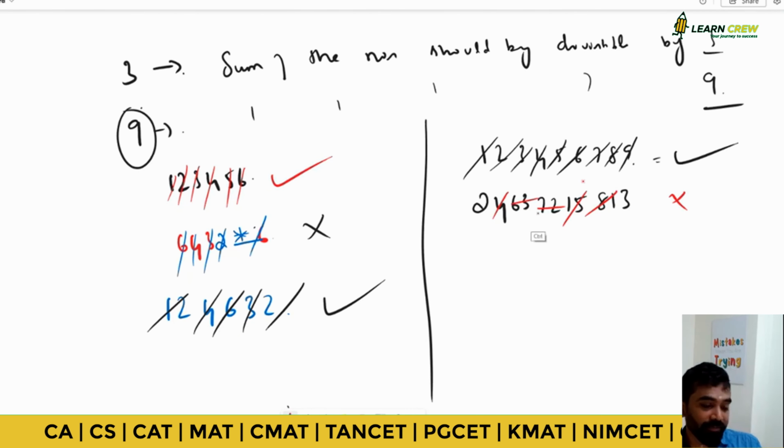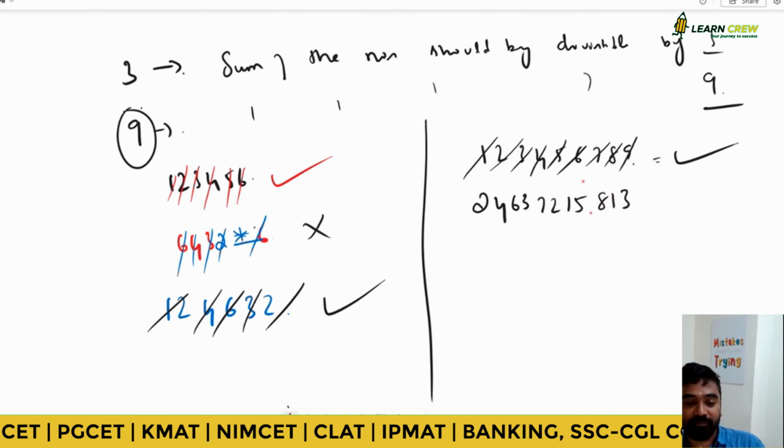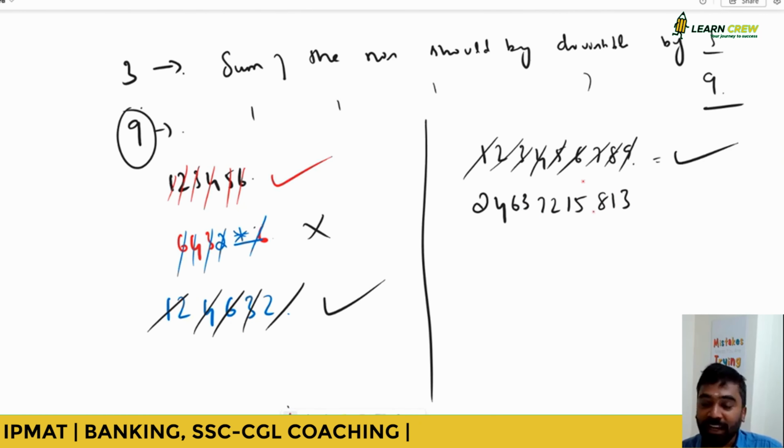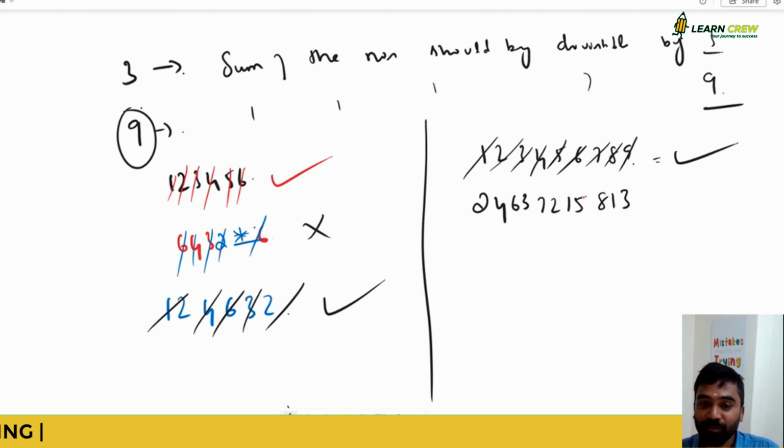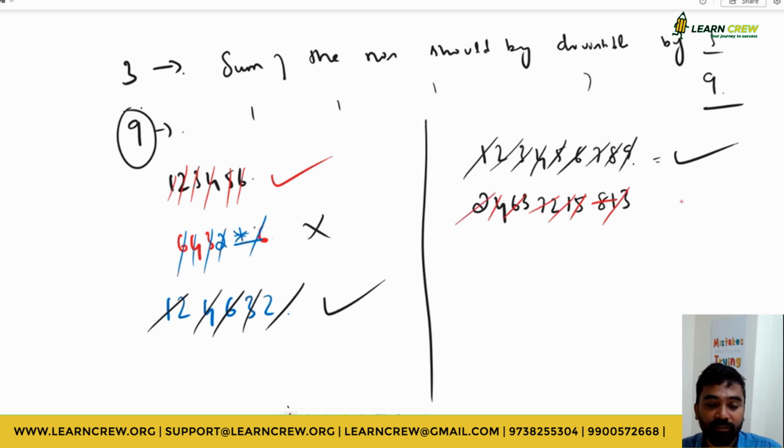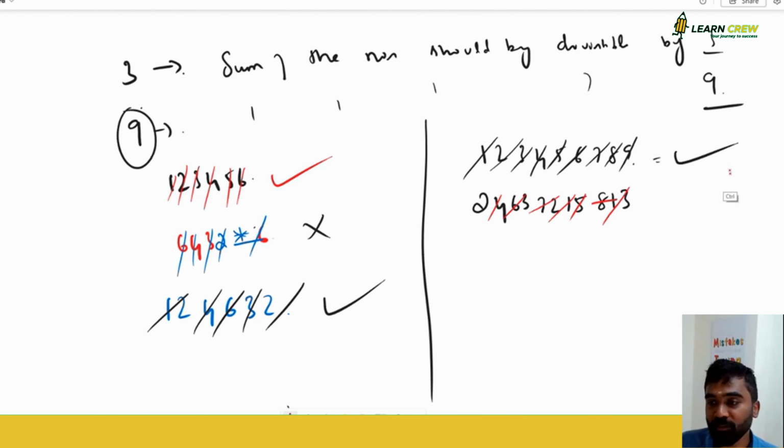Is this number divisible by 3? Yes, it is divisible by 3. Your end result was 1 plus 2, 3. It is divisible by 3, but it's not divisible by 9. Okay, let us check it out. 8 plus 1, 5 plus 4, 6 plus 3, 7 plus 2, 1 plus 2, 3. Yes, it is divisible by 3, but not divisible by 9.